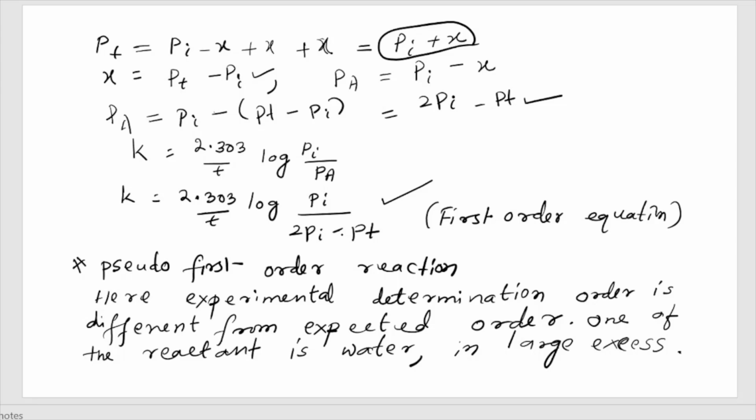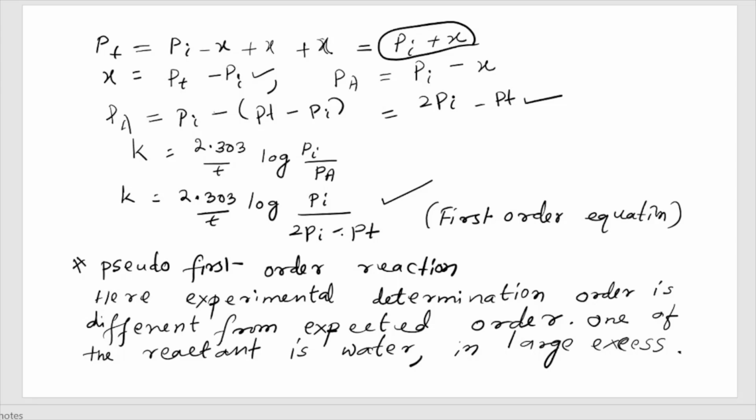After that, it is related to what is a pseudo first order reaction. You know the first order reaction very well, when it depends on the concentration of the reactant raised to power 1. And here the experimentally determined order is different from the expected order. That means what you think it should be, actually the determined value is different. So one of the reactants, water, is in large excess. It looks like second order, but it is first order, because one of the reactants is water, which is present in large amount.